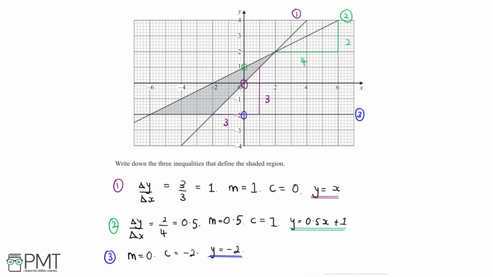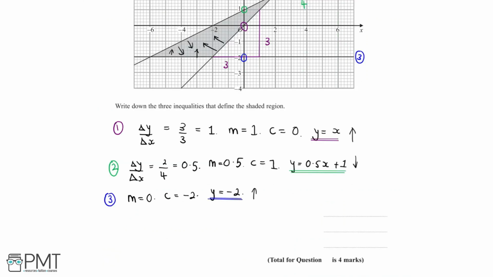Now we need to find the inequalities that define the shaded region. With line 1, we can see that anything above line 1 falls in the shaded region, and so we'll draw an upwards arrow by our working out. With line 2, we can see that the shaded region is anything below line 2, and so we can draw a downwards arrow by our annotations for line 2. And finally for line 3, we can see that the shaded region falls above line 3, and so we can have an upwards arrow by line 3.